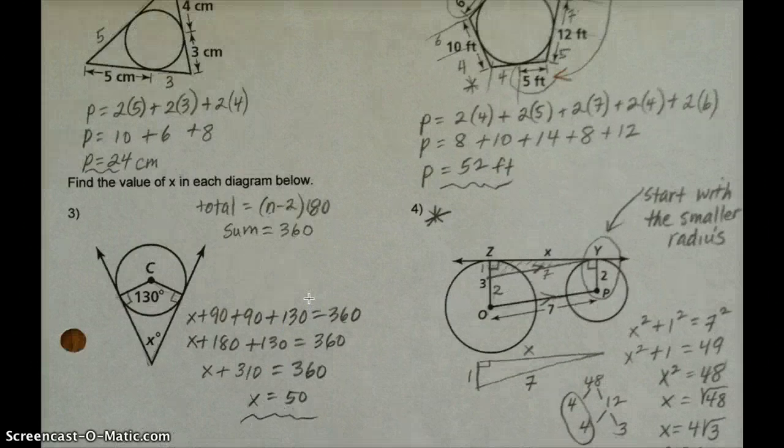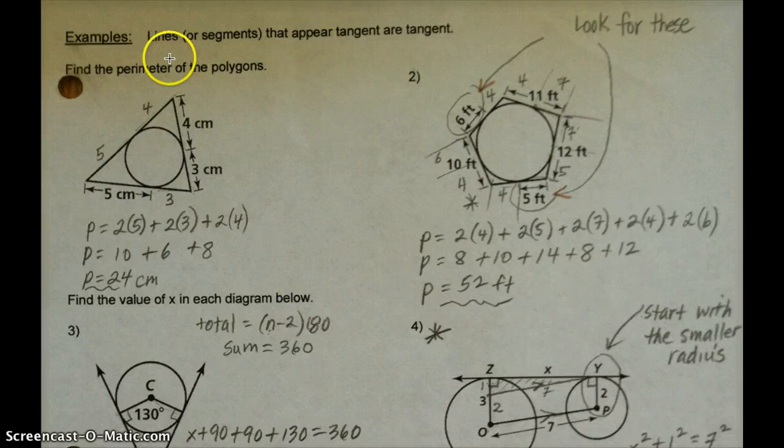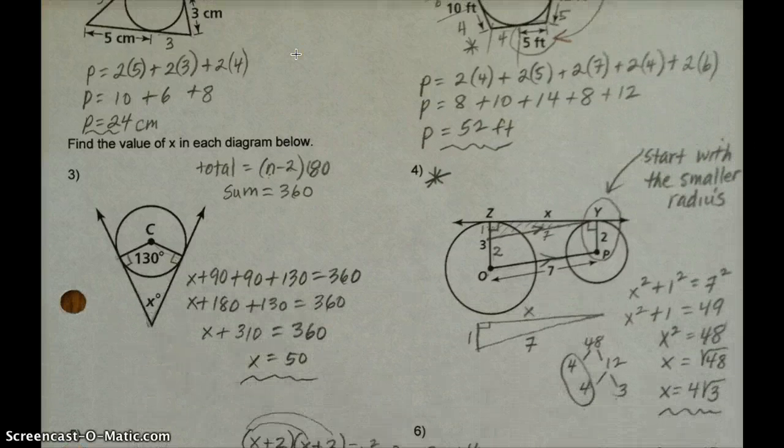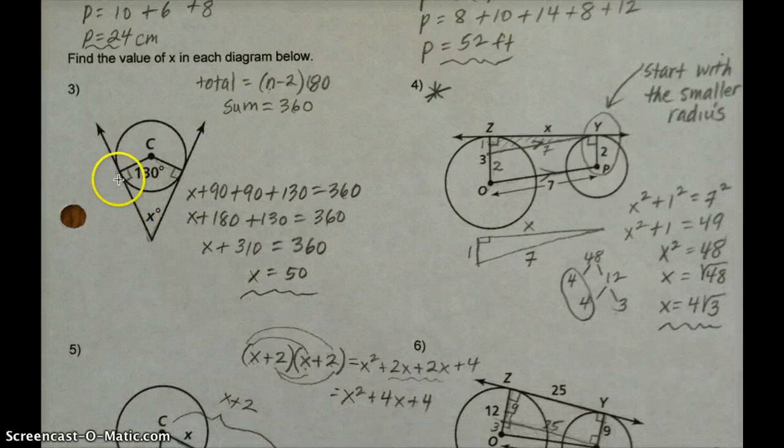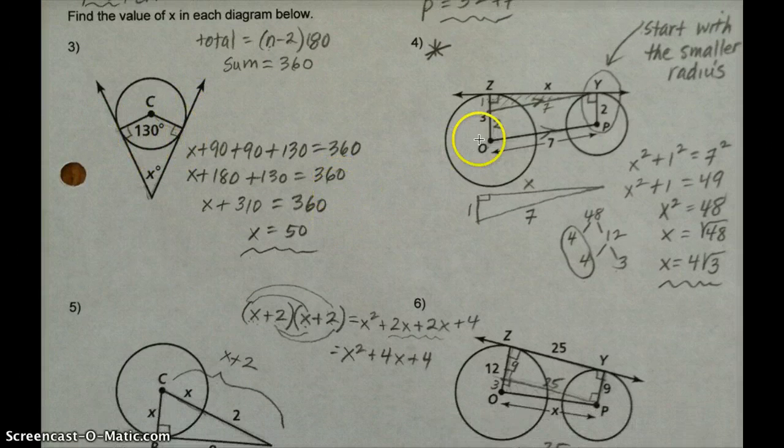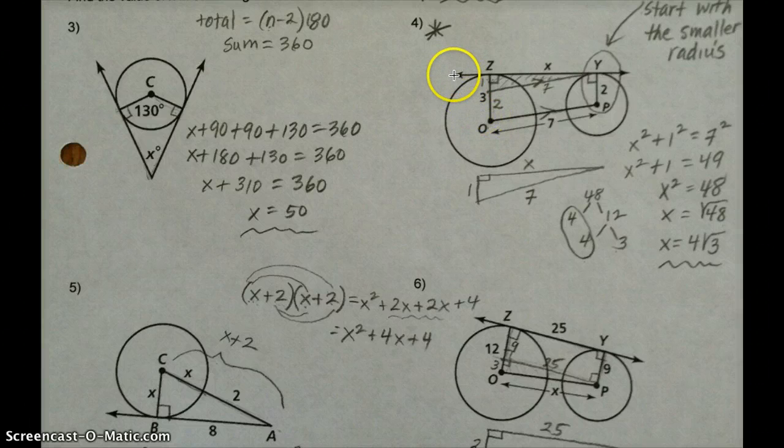Something that was written at the very top of the notes up here was that lines or segments that appear tangent are tangent. So we needed to remember that here. It didn't need to tell us because it told us up higher. We were able to assume that these were tangent. So now this one, we have this tangent line. We can assume again that they are tangent because it told us up above that they are.